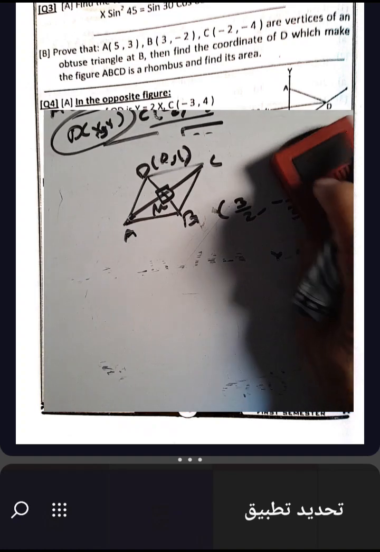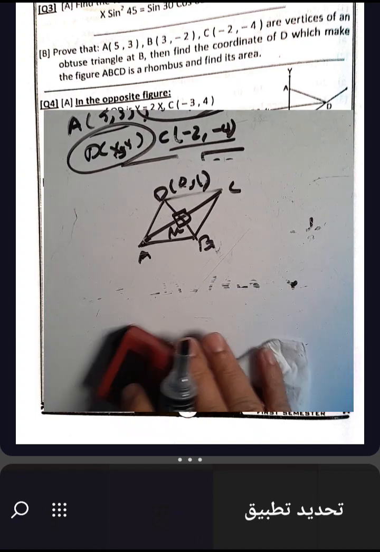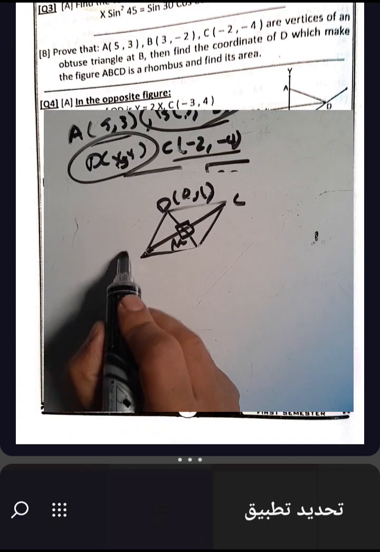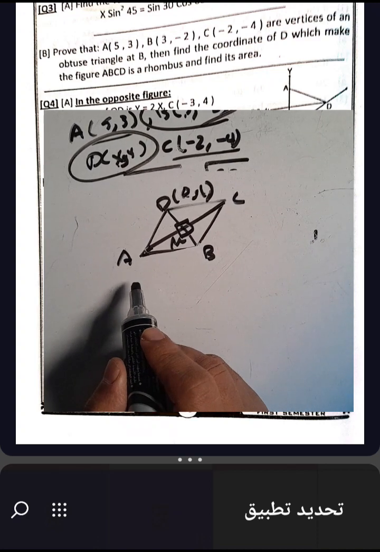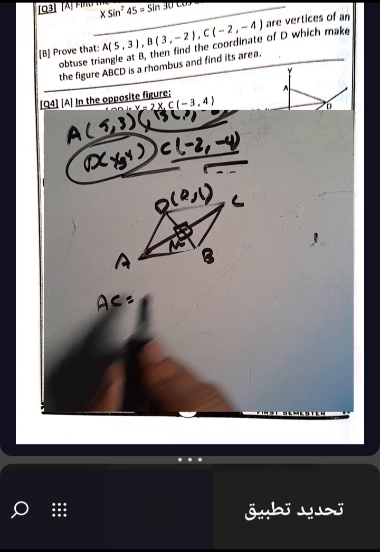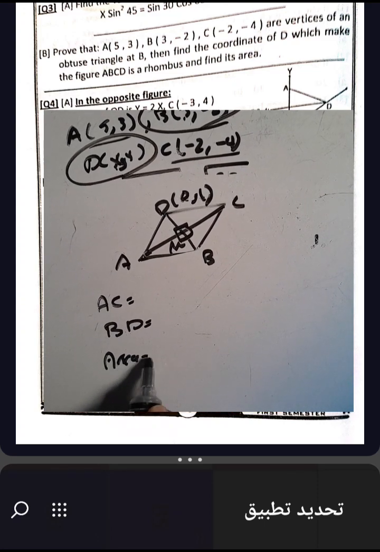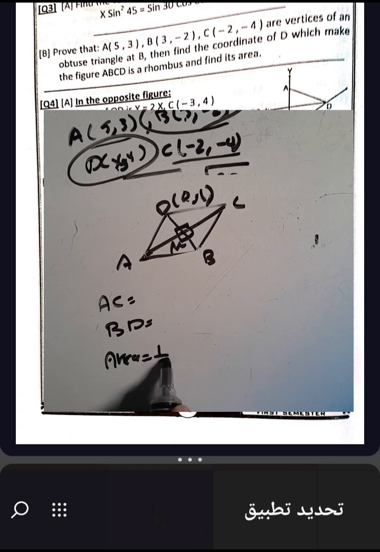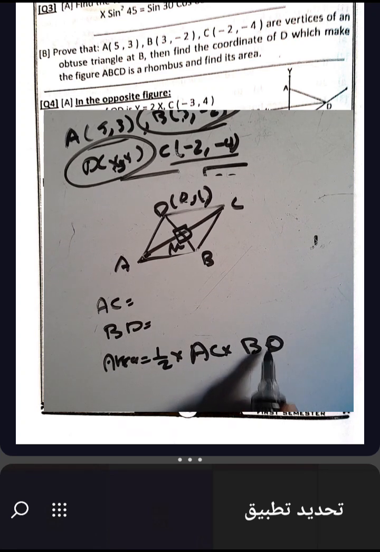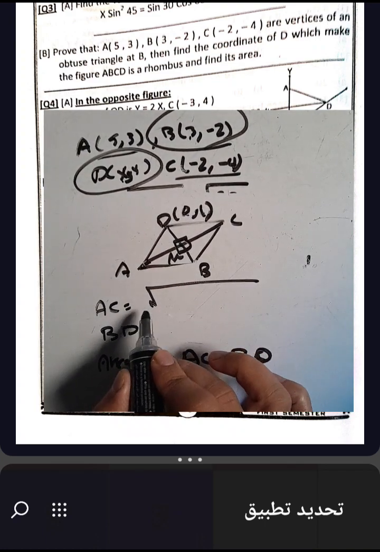Now we want to find the area of the rhombus. We know the area of a rhombus is half times diagonal 1 times diagonal 2. Okay, then you must find the length of AC and the length of BD, and then find the area, half times AC times BD. Okay, AC here is the square root of what? A and C.